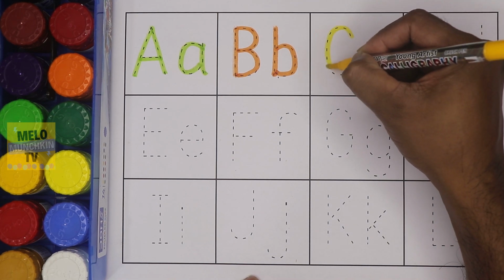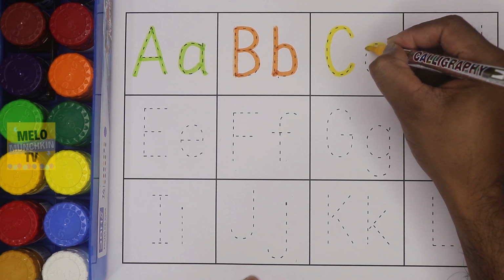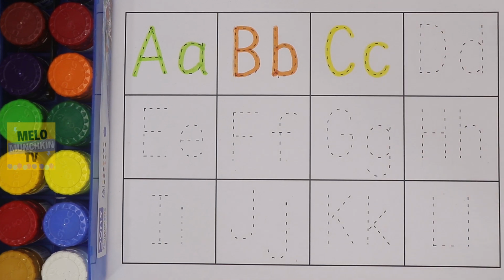Next I'll choose yellow color and write the letter C. This is capital letter C. C for cat. And this one is small letter C. C for cat.